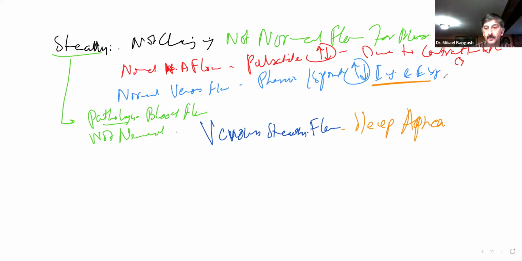Because what mainly controls the flow in the veins is your breathing. But if somebody stops breathing for a long or short period, the venous flow is not going to be steady. So that's seen during sleep apnea.